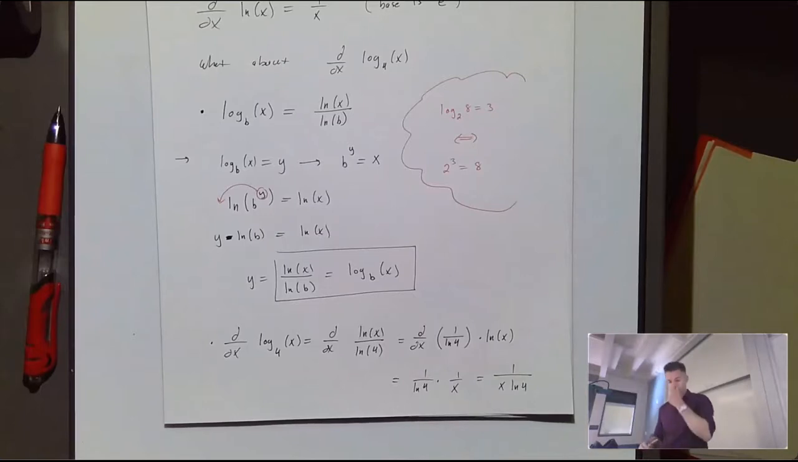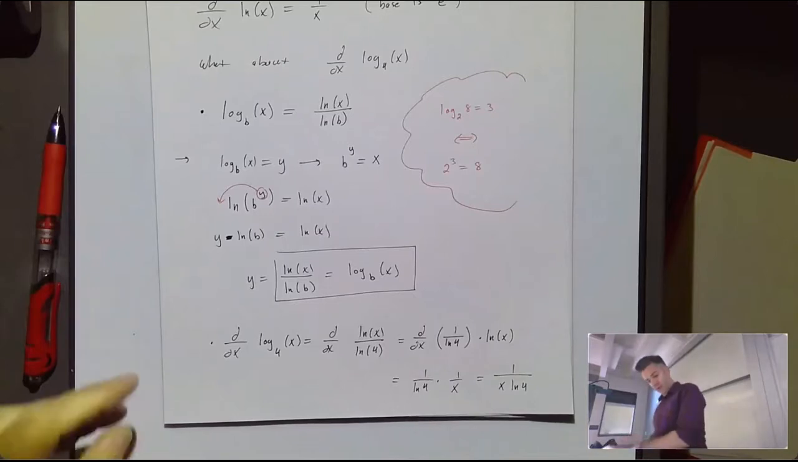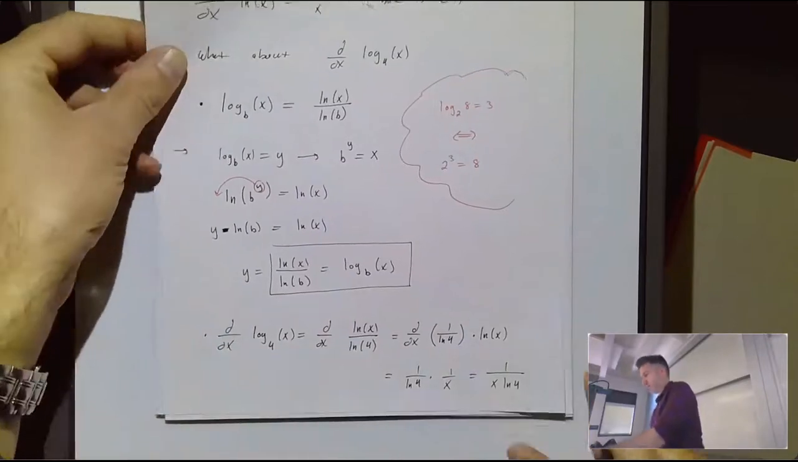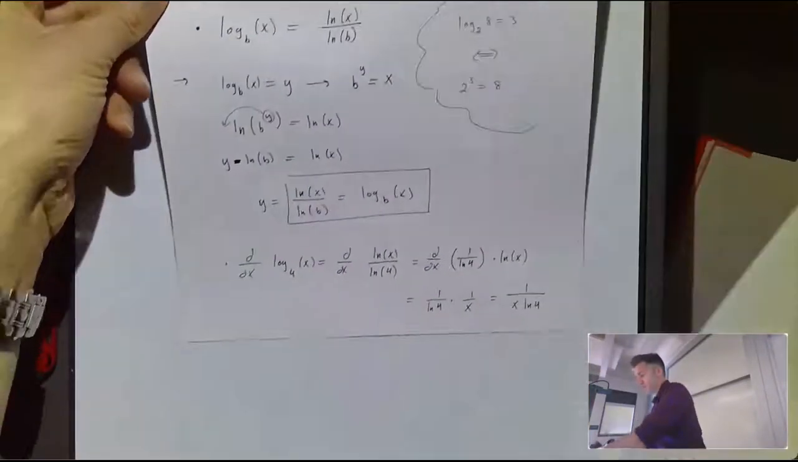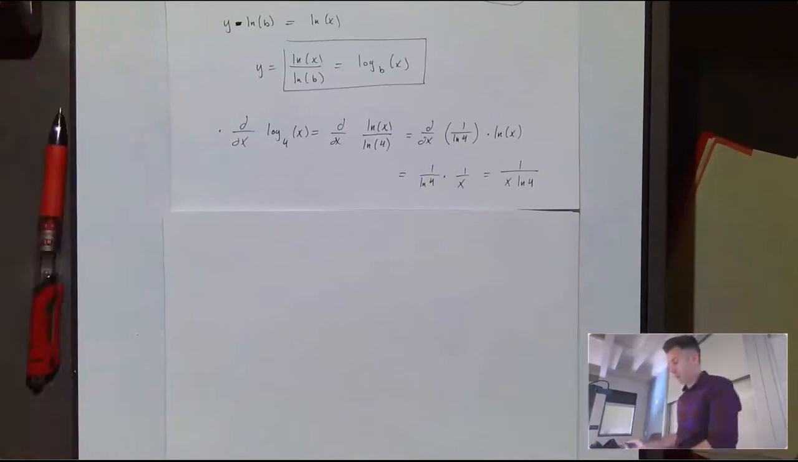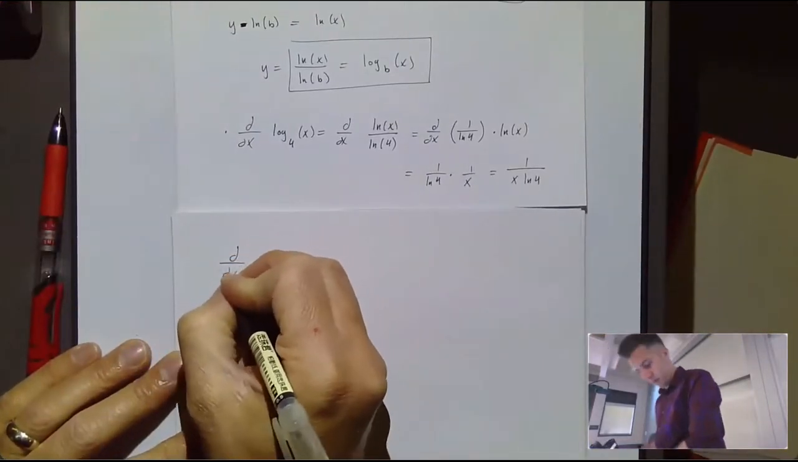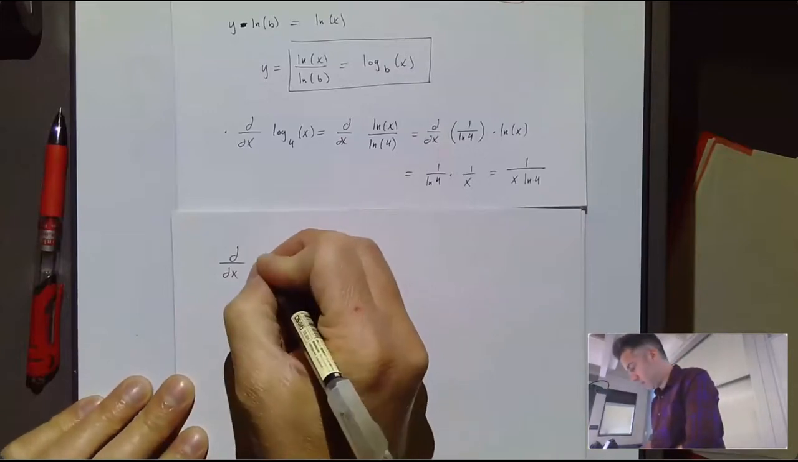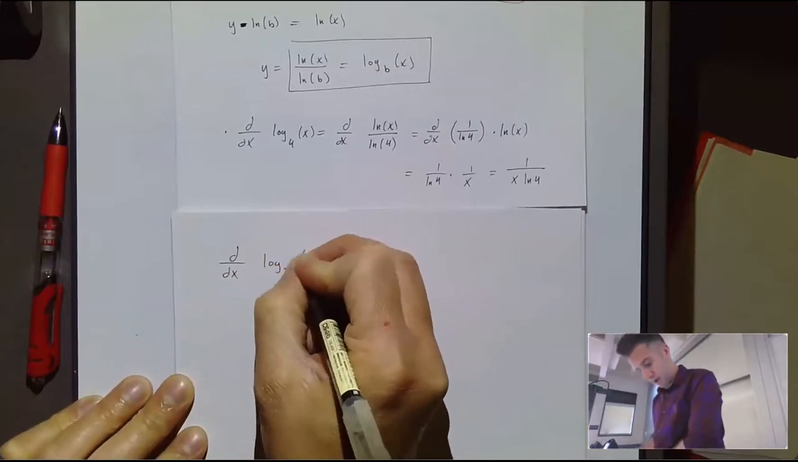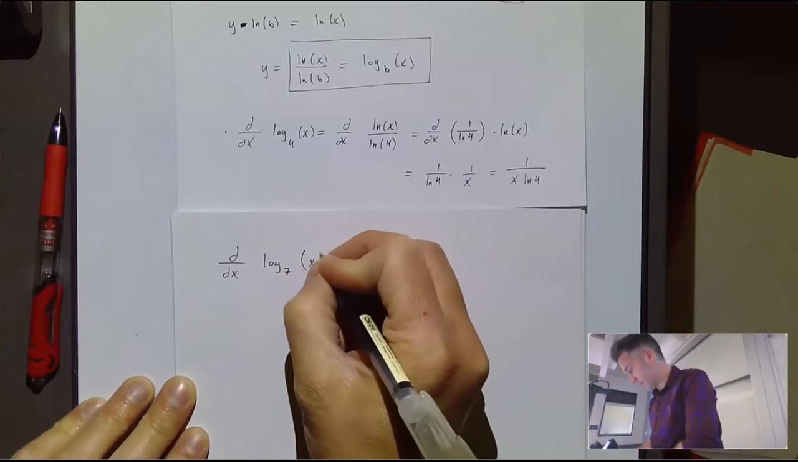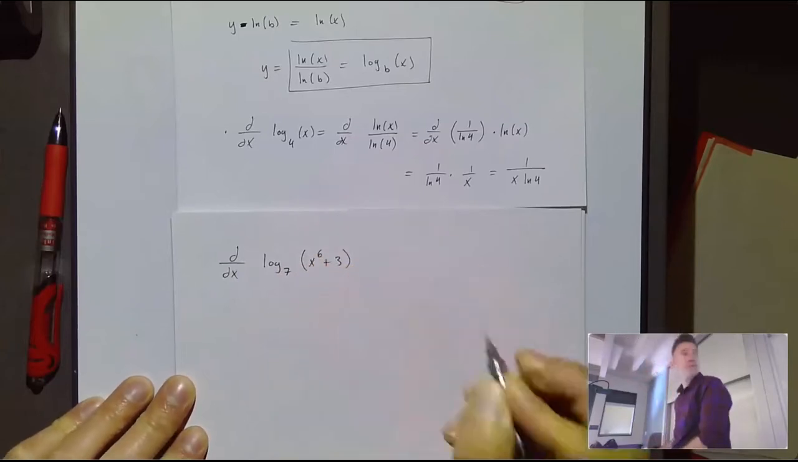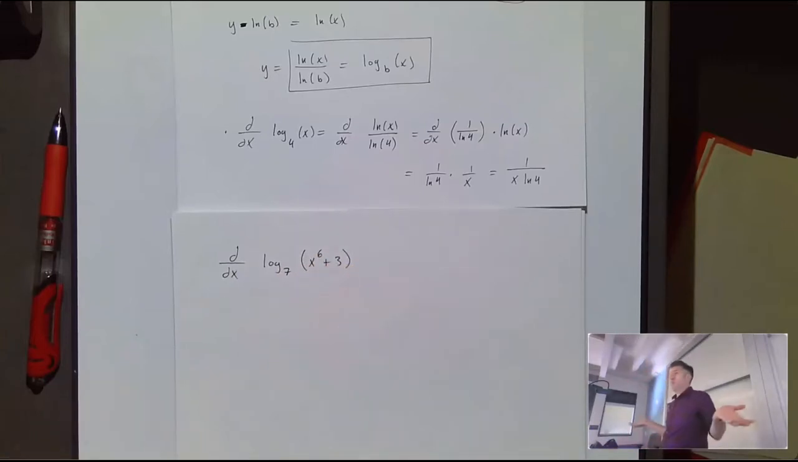And we can, well, actually, let's look at a different example before we go on here. Let's look at another example. Let's say I want to find the derivative of the log base 7 of x to the 6 plus 3. I'm going to do the same thing. I'm going to use a change of base formula.